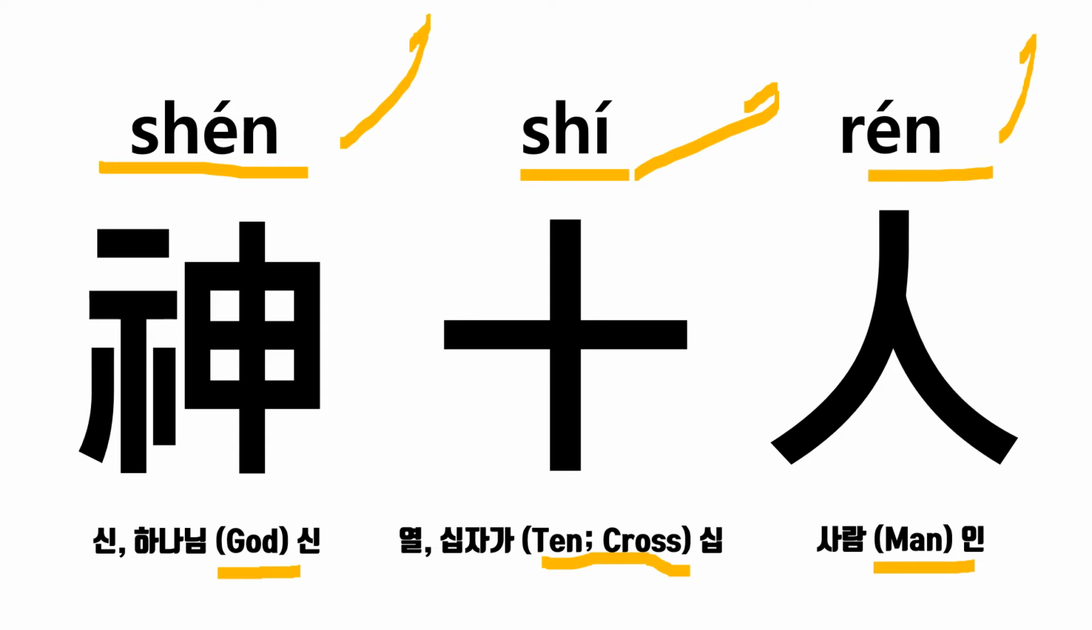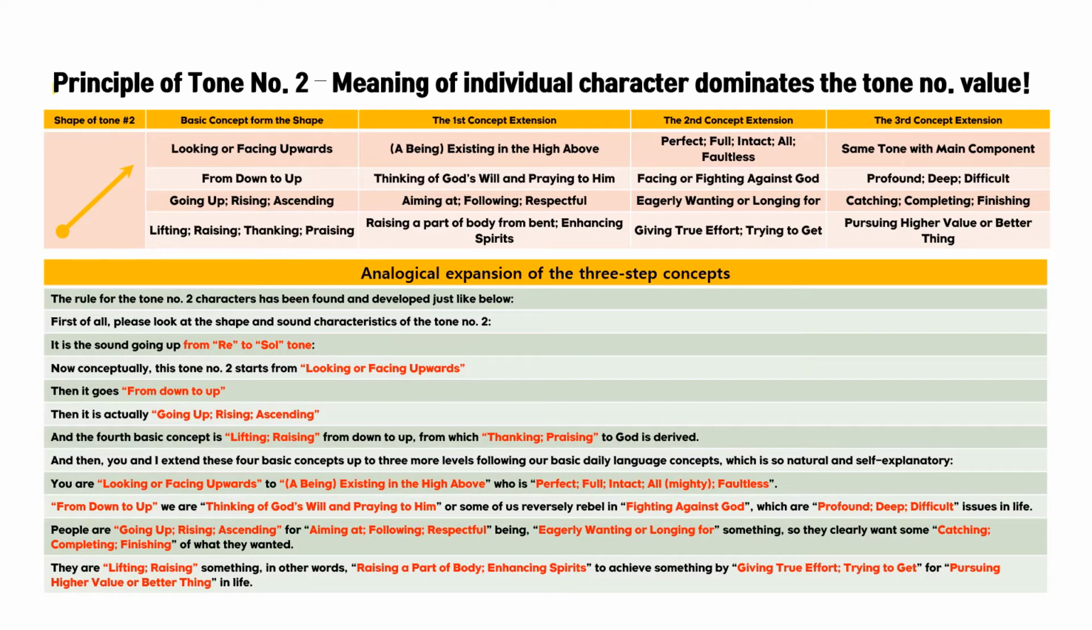Why? Okay, principle of tone number 2. As I said, meaning of each individual character dictates or dominates the tone number value. From the shape of this tone number 2, we have derived 4 major concepts: looking or facing upward, from down to up, going up, rising or ascending, and lifting, raising, and thanking and praising.